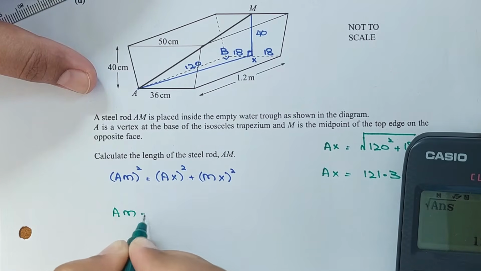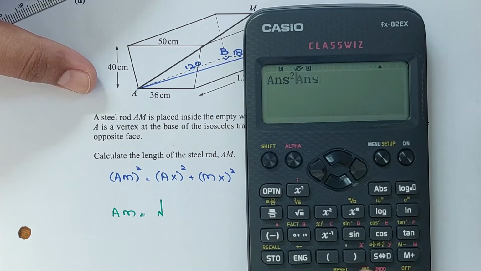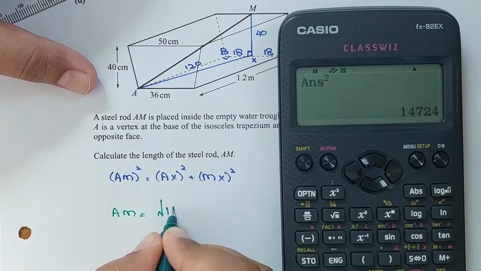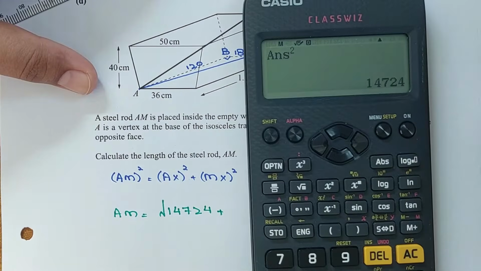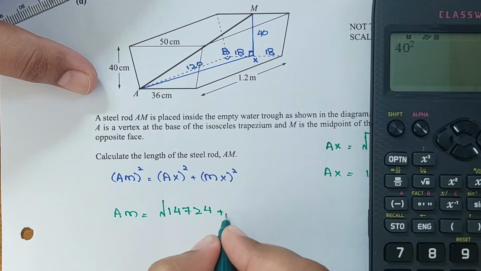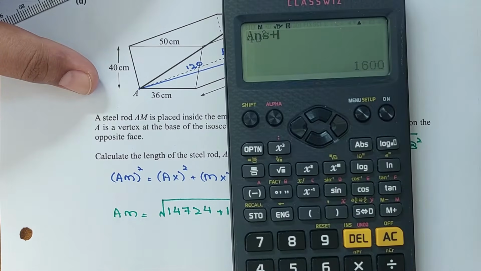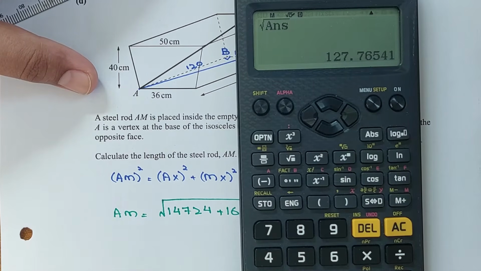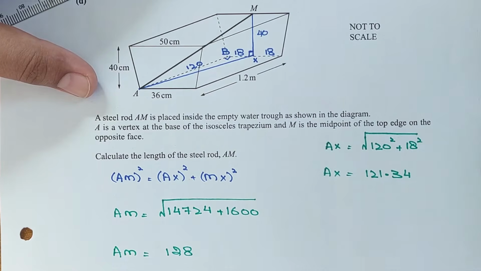So AM is equal to the square root of AX squared, so the square of the answer is 14724, plus MX is 40, 40 squared is 1600, and then the square root of the answer is 127.7. AM is 128 if I round. 128 centimeters is the length of AM. All right.